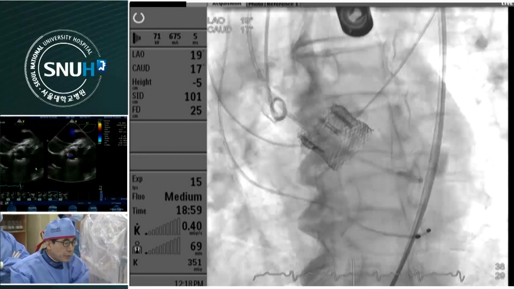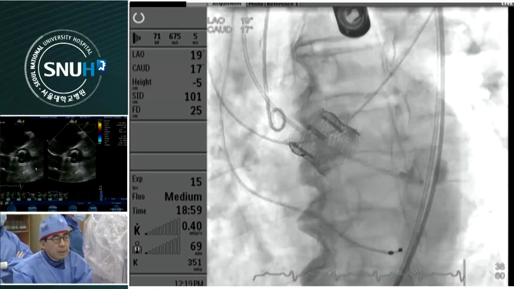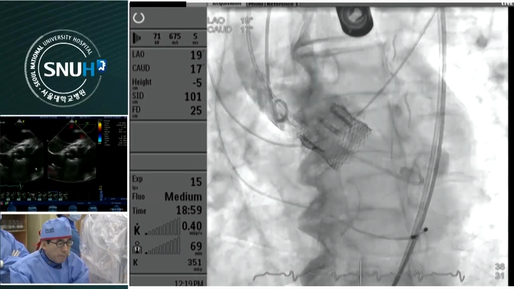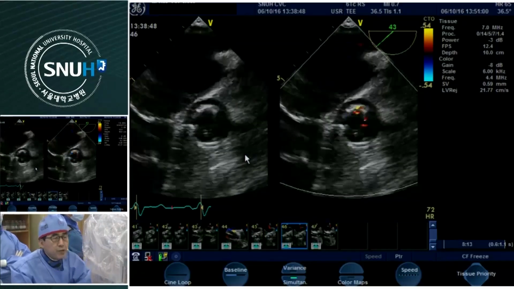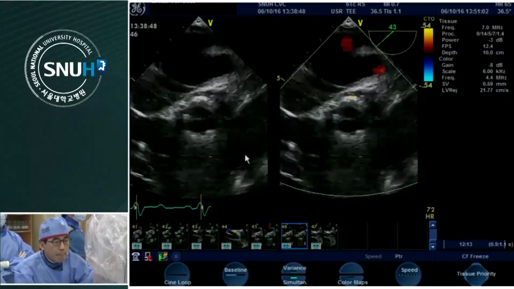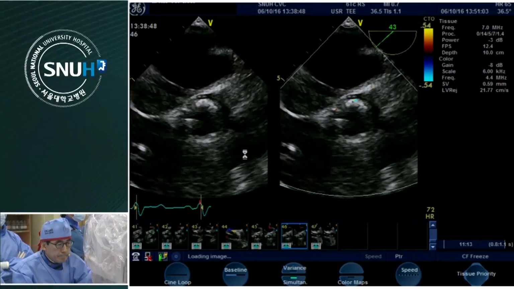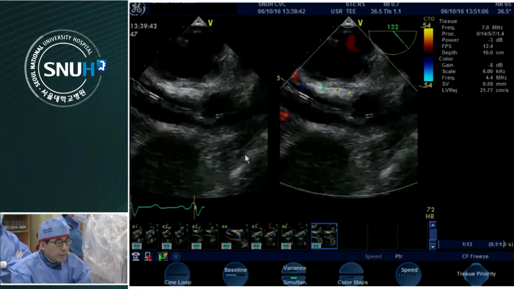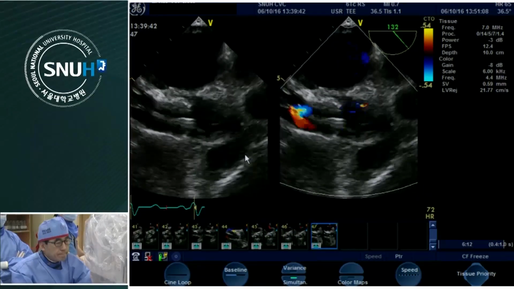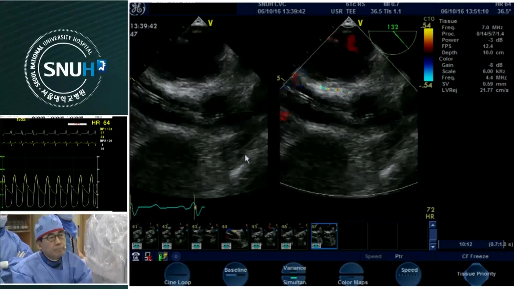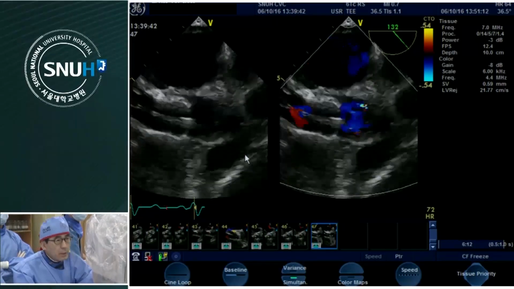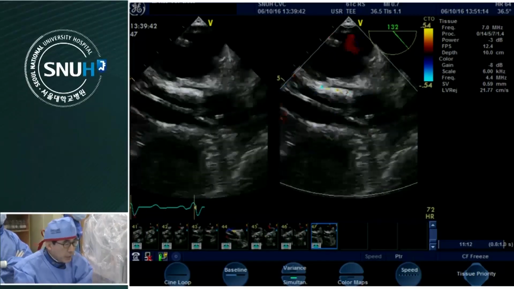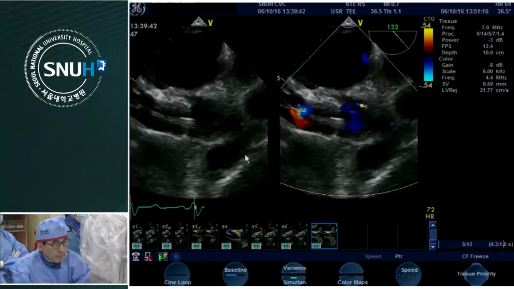Back to the main screen. There's no paravalve leakage. Then hemodynamics. You can see the hemodynamic feature. It hasn't come out yet.